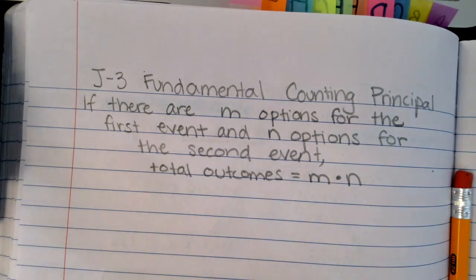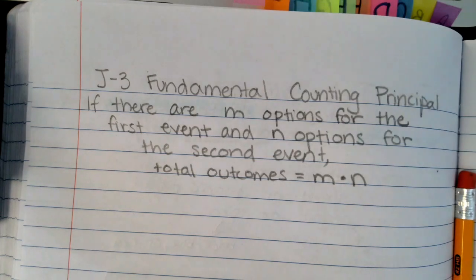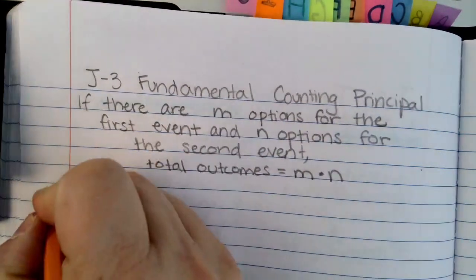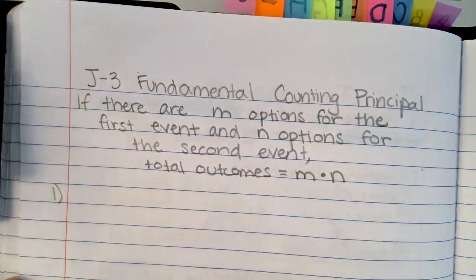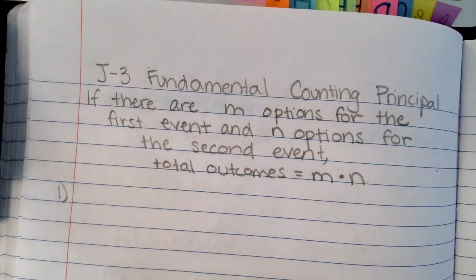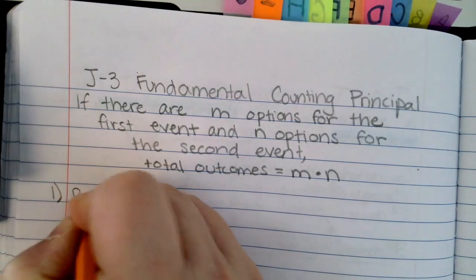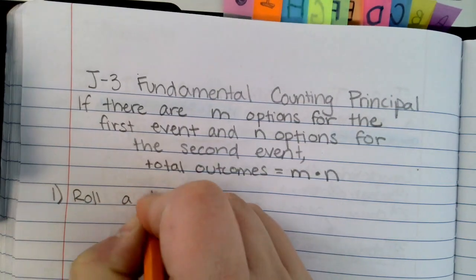Alright, so example number 1. I'm going to think about rolling a dice 7 times. So each time I roll a dice, that's an event. That's a new thing.